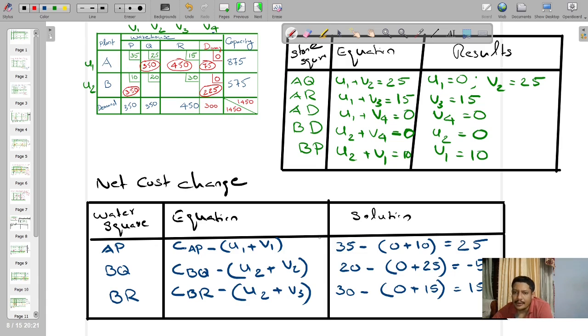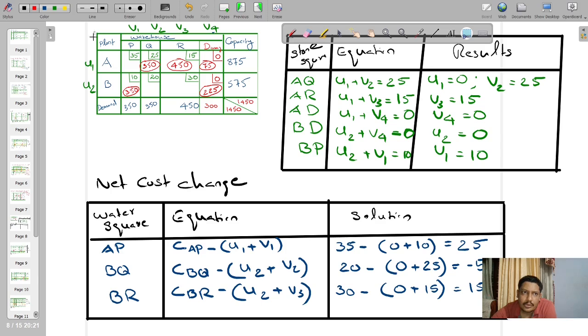So the condition is that if there is any negative value, a negative net cost change indicates a better opportunity exists over our present solution. We are getting minus 5 over here. It means that the present solution is not optimal. There is a better solution existing, so we need to find it out. The next step is to form the closed loop starting from BQ.